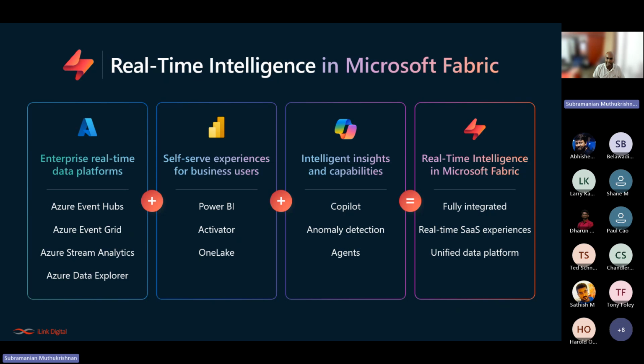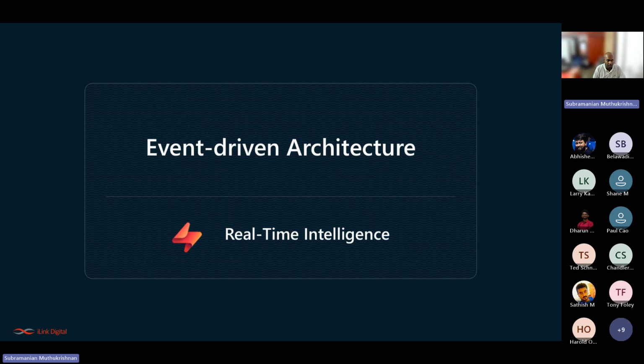The third one is intelligent insights and capabilities. The AI component in Fabric is infused across all the layers, and a Copilot sits in the center of real-time intelligence and other components within Fabric. There are a couple of new features that we'll talk about today around anomaly detection and operational agents, which are in private preview. And if you look at all of these together, they come in a fully integrated SaaS experience, all together in a unified data platform. That's where real-time intelligence sits inside Fabric as one platform.